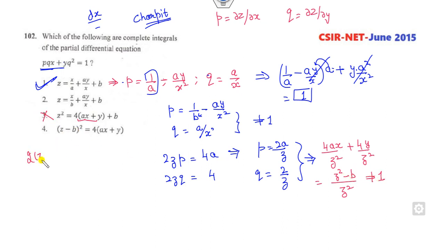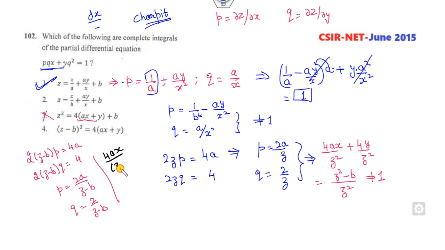Look at the last option, z minus b of p is 4a, 2 times z minus b of q is my 4. Fine. So we can find the value of p, 2a over z minus b, q is my 2 over z minus b. So if I substitute in this given equation, what will happen here? p, q and this, so 4ax over z minus b whole square, 4y over z minus b whole square. So the numerator is z minus b square, which is 1, the correct answer. So A and D are my correct answers.